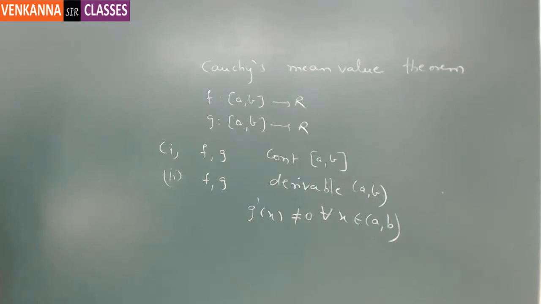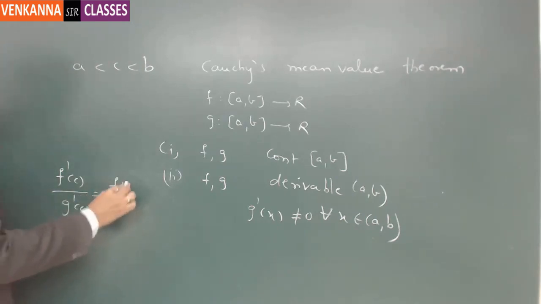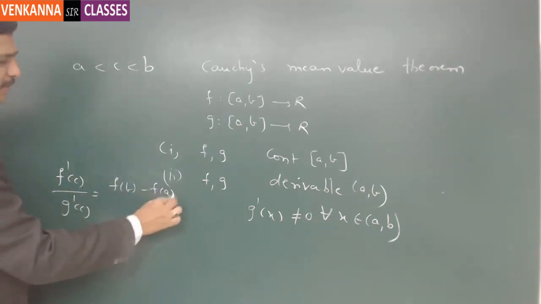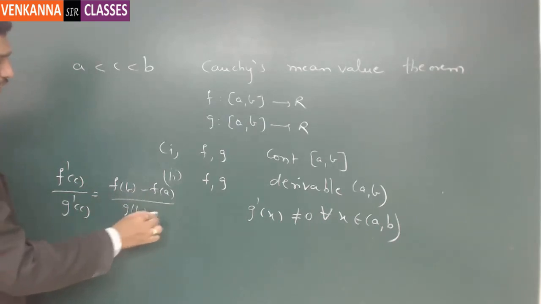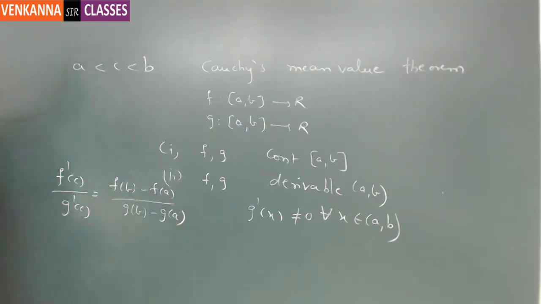If the three conditions are satisfied by the functions f and g, then Cauchy's mean value theorem states that you are going to find a point C which is lying between A and B such that f dash of C by g dash of C is equal to f of B minus f of A by g of B minus g of A. That was the condition. So please take a note of this condition.